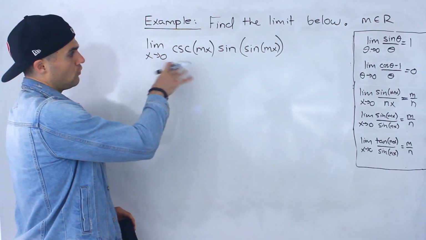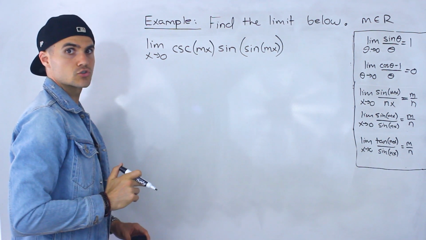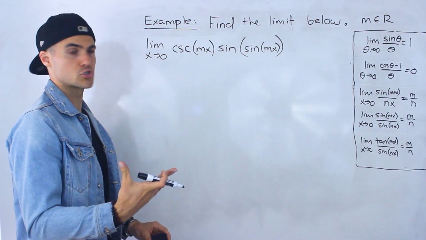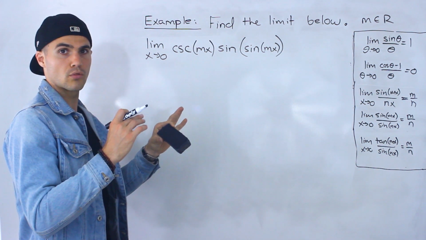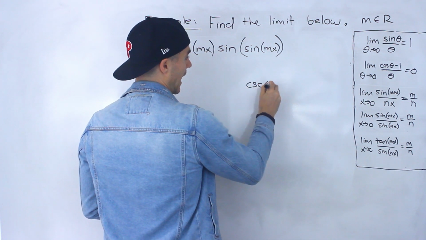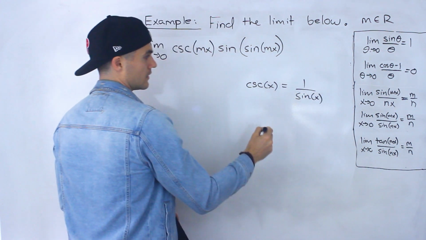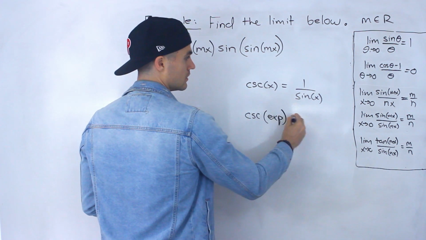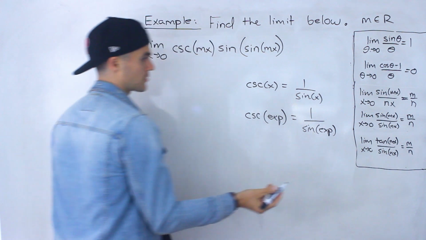So over here, first thing I'm going to do is get rid of this reciprocal trig function. I always like to take any reciprocal trig functions, not always, but the vast majority of cases, and convert them so they're in terms of the primary trig functions. If you remember, cosecant x is equal to just 1 over sine x. And it doesn't just have to be x. We can have cosecant of any kind of expression, and that's going to equal 1 over sine of that expression.